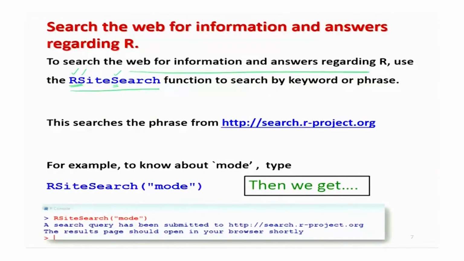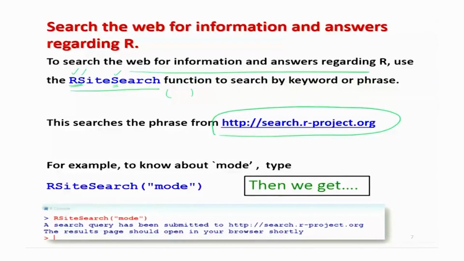Once you write down this function, inside the parentheses you have to write what exactly you want to find. Then if you type this command on the R console, the control will go to this site, search.r-project.org, and it will try to search for that word on this website.